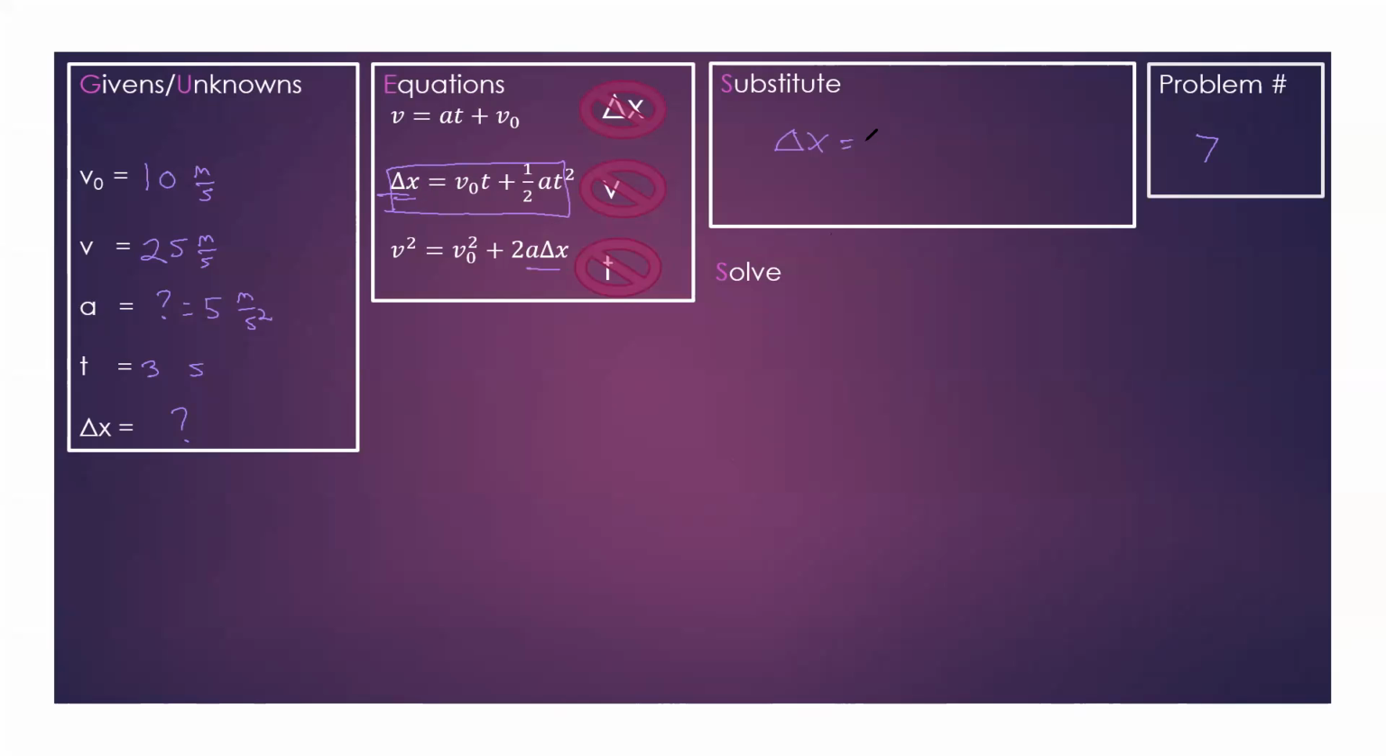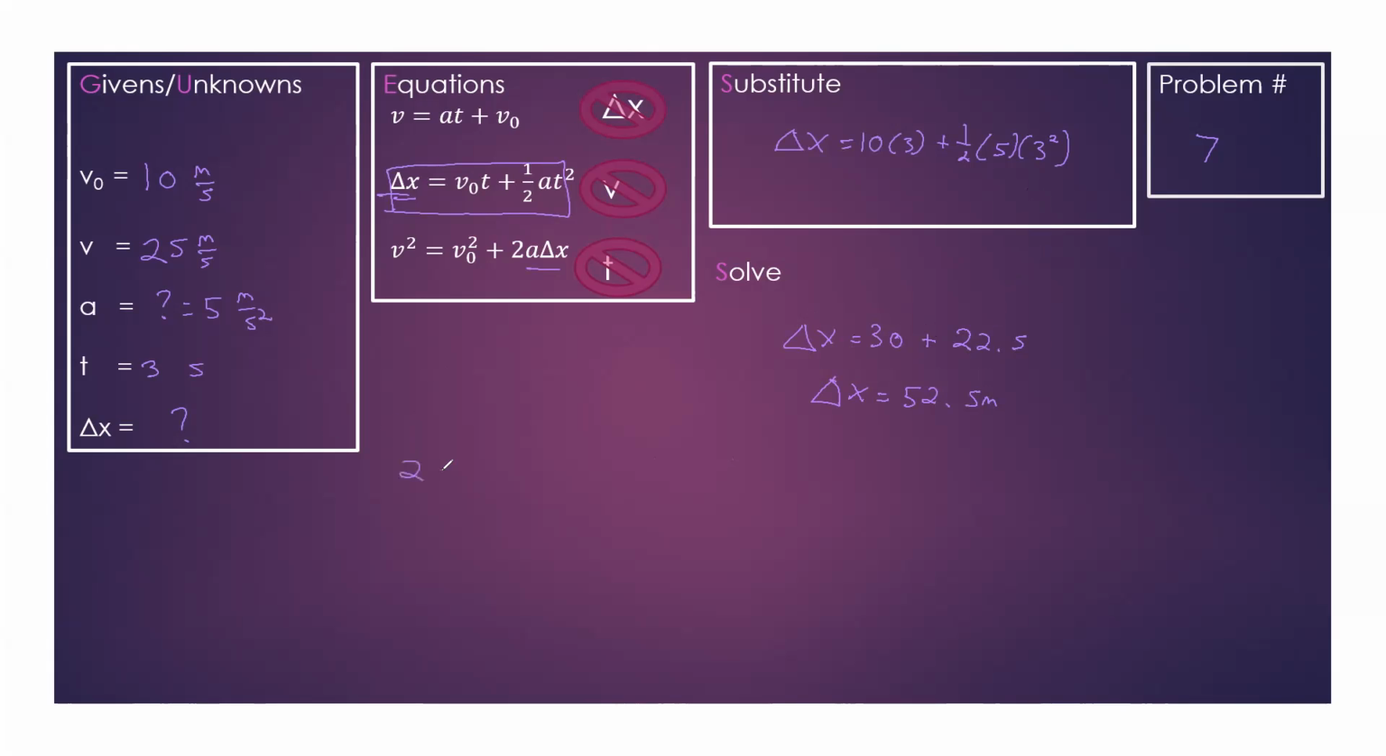So delta x equals v naught times t plus 1/2 a, which we already found from previous, t squared. So delta x equals 30, that's the 10 times 3, plus 3 squared is 9, times 5 is 45, times 1/2 is going to be 22.5, so delta x is equal to 52.5 meters.